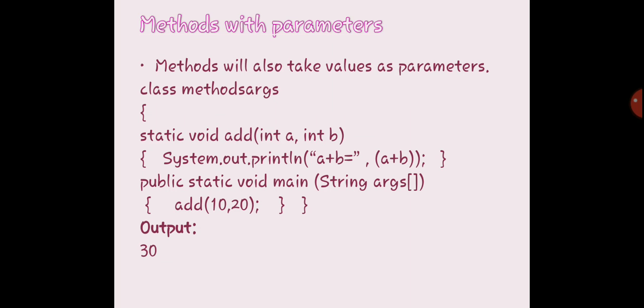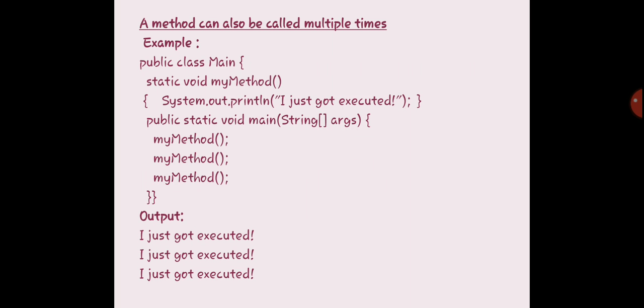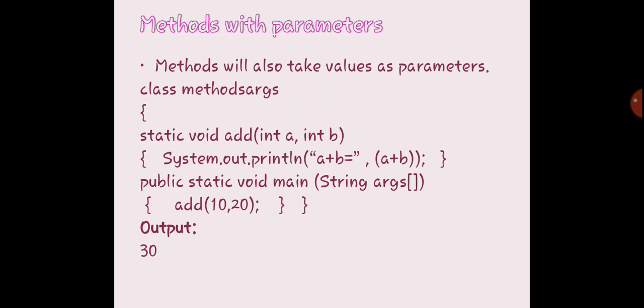Methods with parameters. Here, within the parentheses, we didn't give anything; myMethod has empty parentheses. Here it has two parameters, two integers, a and b. I just add a and b and print the result. When I call it within the main method, I give the values for a and b: for a I give 10 and for b I give 20. So I'll get the output 30, since 10 and 20 added give 30.